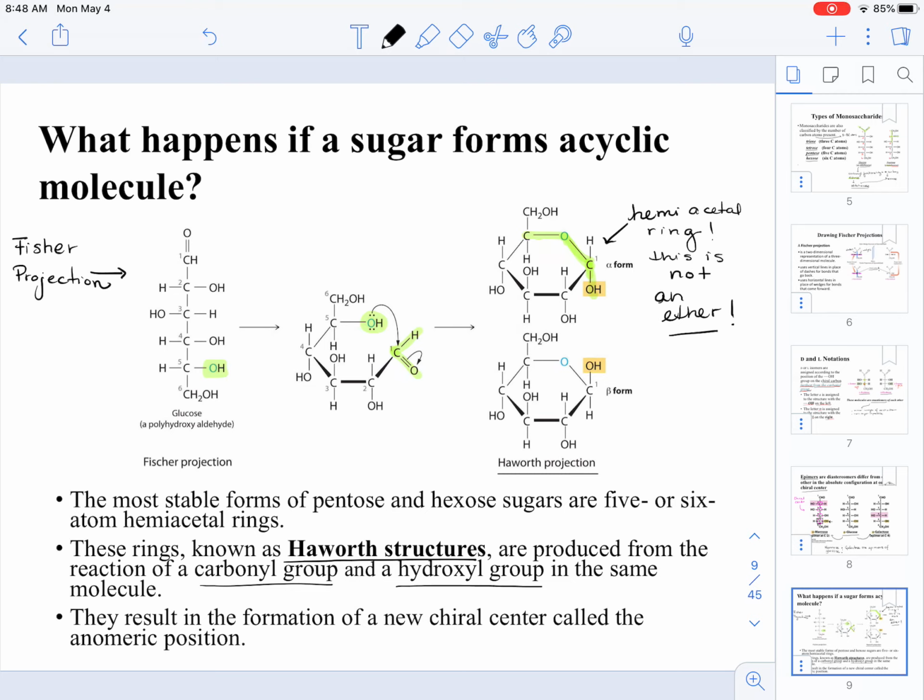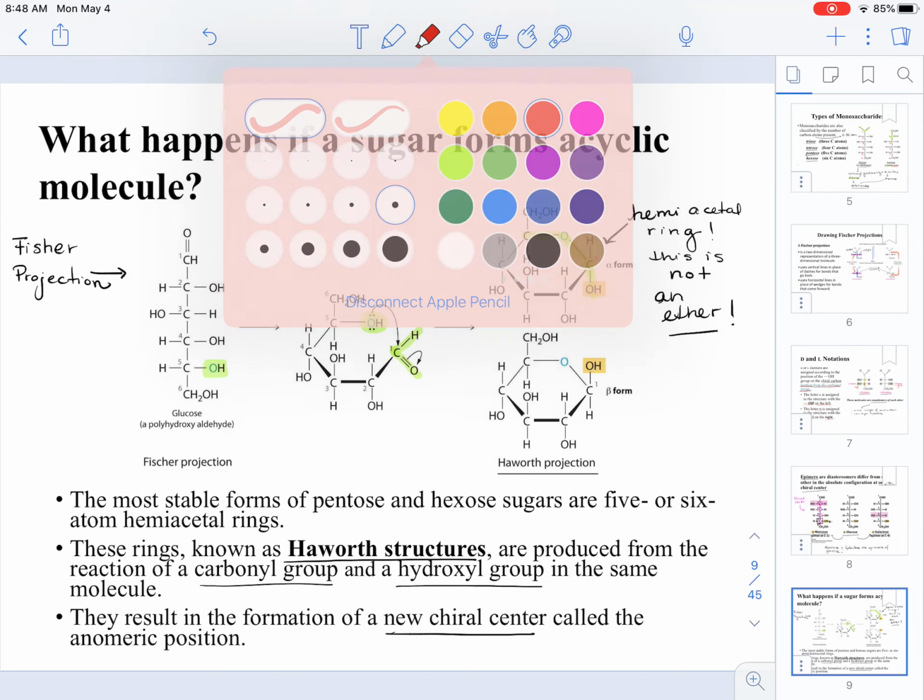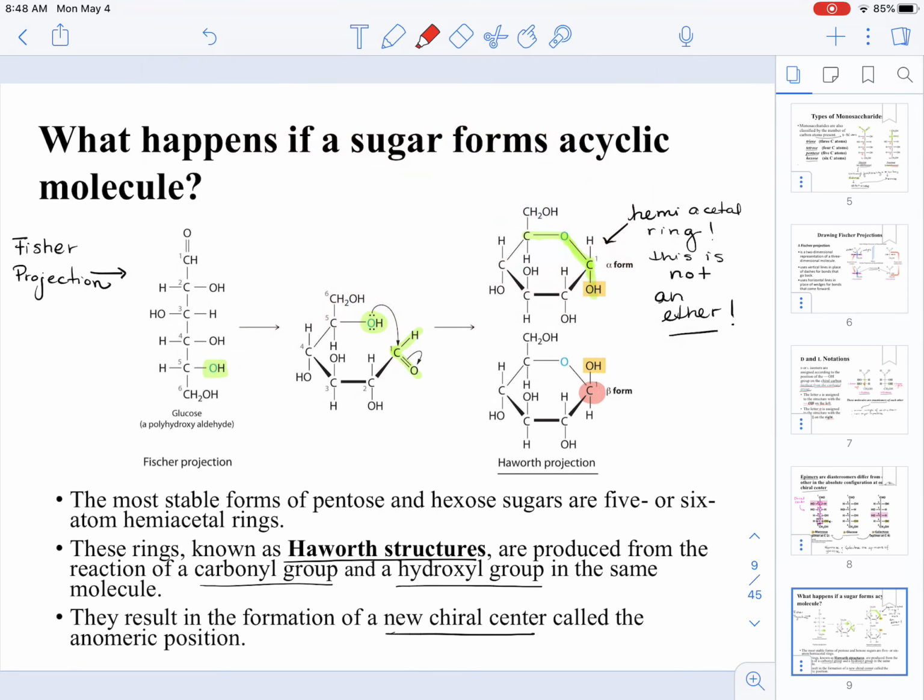Now, understand that carbon number one, which used to be the carbonyl group, now is a new chiral center. So I'm just going to write it in the molecule in the bottom. I'm just going to highlight it. So this carbon that I highlighted in red is a new chiral center. So the molecule started with 4 chiral centers. Once it cyclizes into a Haworth structure, it has 5 chiral centers.